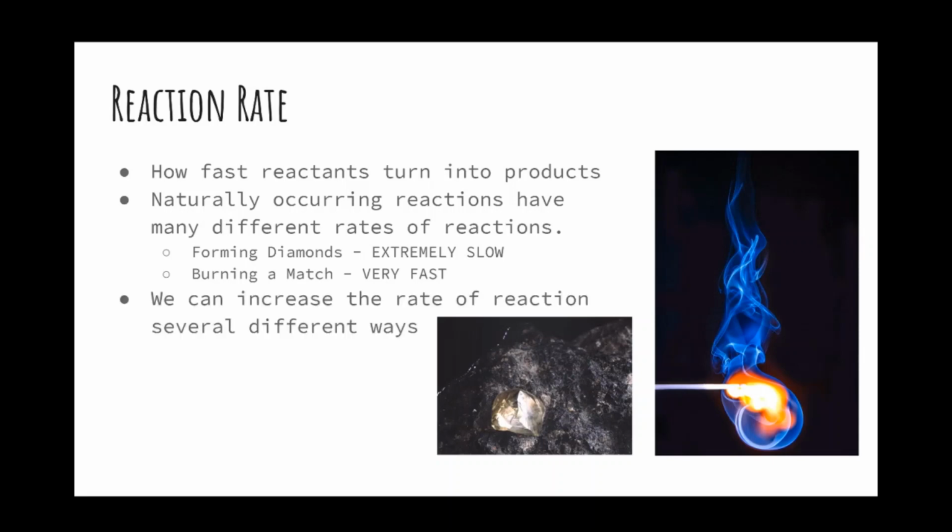Depending on the reaction, we could change the rate of the reaction in several different ways. A lot of the time in a lab, we want to be able to make the reaction occur quickly. So there are different ways that we can do that. Keep in mind that that's the idea behind collision theory and how that works.